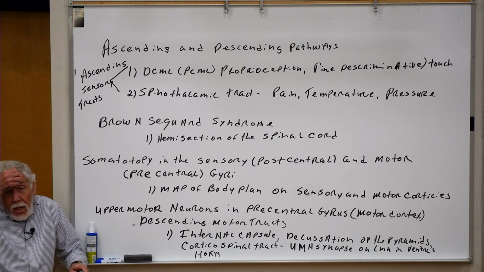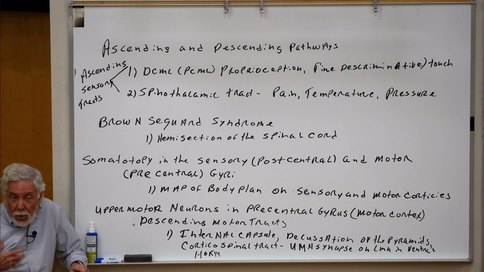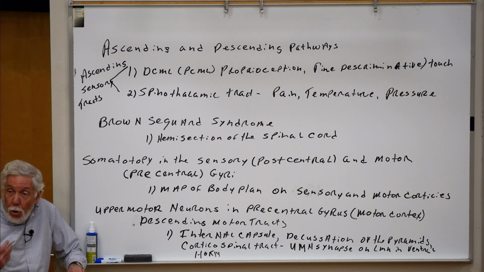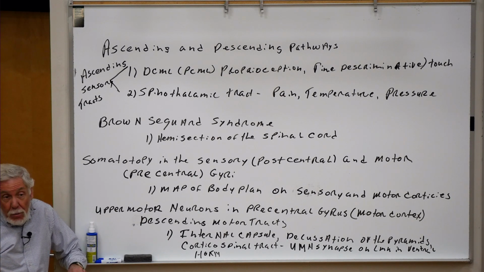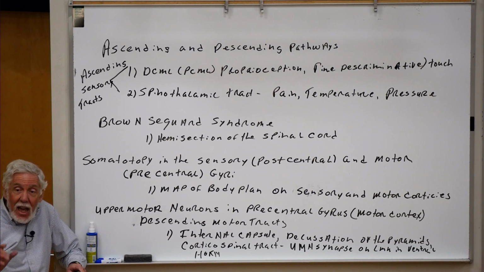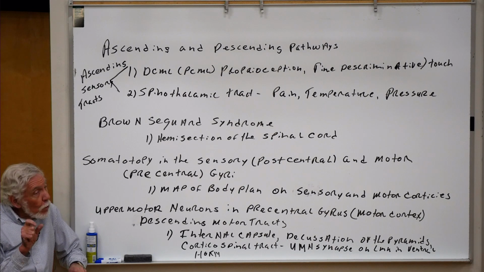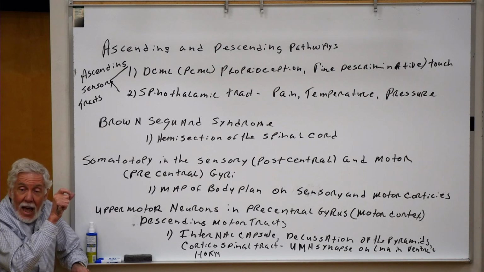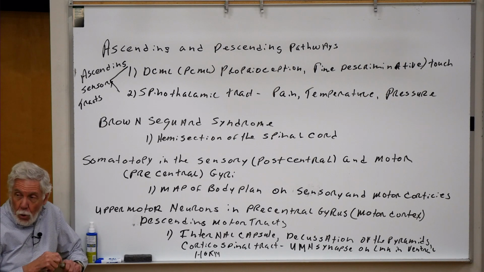Ascending pathways. We'd started on ascending pathways last time. We'd gotten as far as carrying the information about proprioception and fine, or sometimes known as discriminative touch, into the central nervous system, and then carrying that information from the primary sensory afferent to the second order neuron, which always crosses the midline, to the third order neuron in the thalamus, up to the motor cortex.